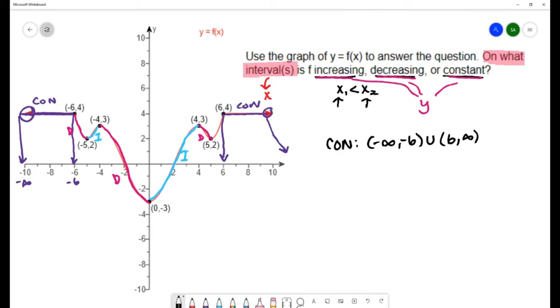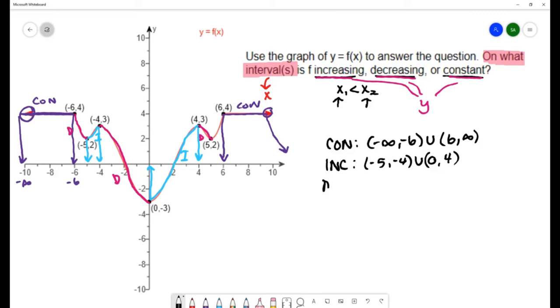So then let's write down the intervals of increasing. And those are the blue intervals that you see. And remember, we're going to be writing down the intervals of x. So this interval of x starts at -5 and goes to -4. And then we have an interval of x which starts at 0 and goes to 4. And remember, this book uses open intervals, which is why I'm using parentheses on this.